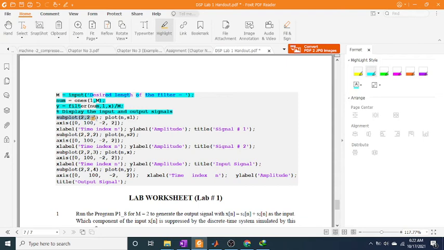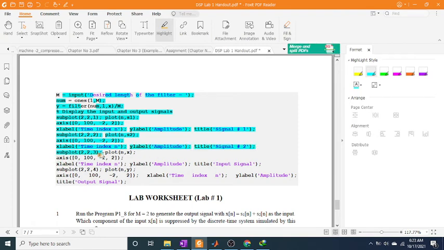subplot(2,2,1); plot(n,s1); axis([0 100 -2 2]); xlabel('Time index n'); ylabel('Amplitude'); title('Signal #1'). subplot(2,2,2); plot(n,s2); axis([0 100 -2 2]); xlabel('Time index n'); ylabel('Amplitude'); title('Signal #2').